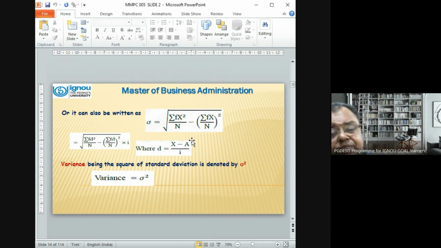And variance is the square of standard deviation and it's denoted by sigma square. So sigma square is equal to variance. So sigma will be under root variance.